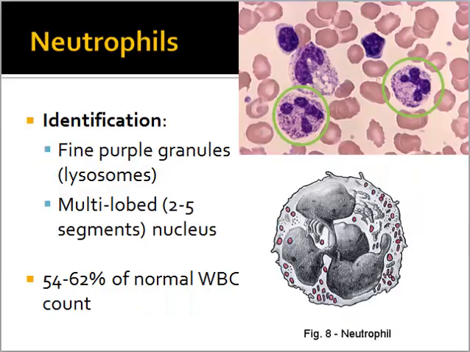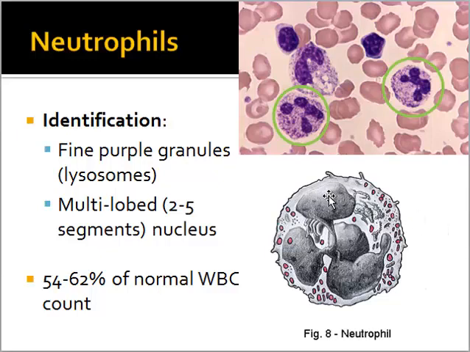Here are the neutrophils. I'm not going to go through all the details because you can just read through these. But you should know what they look like. So you have a good worksheet that allows you to color them. You should know how many are in a normal white blood cell count. Just pick a number, like for instance 60% or 55%. Pick one number that's in that range.